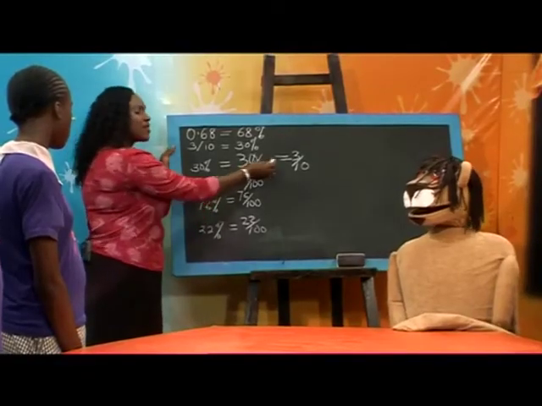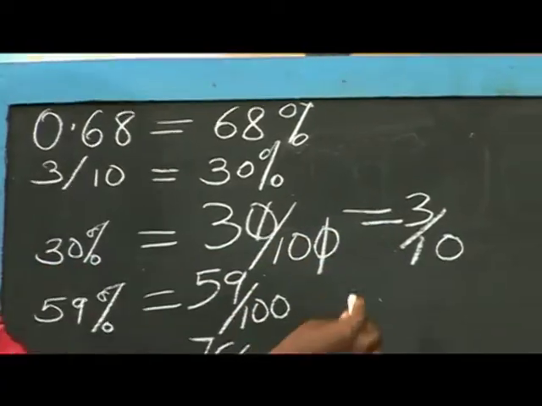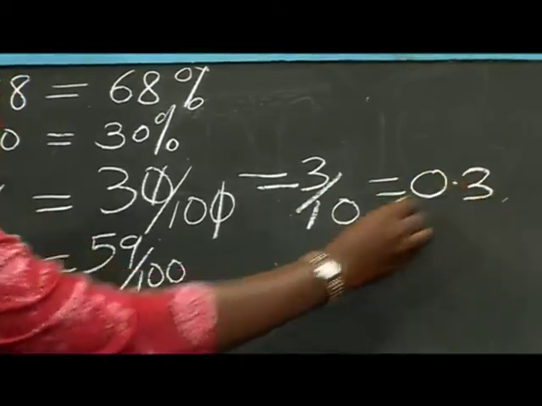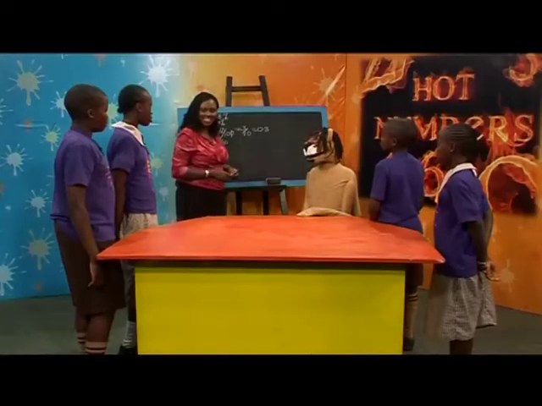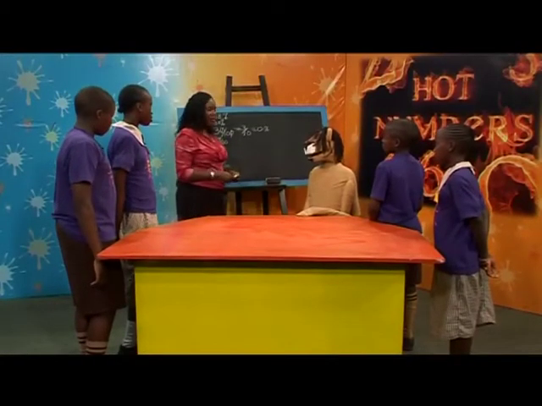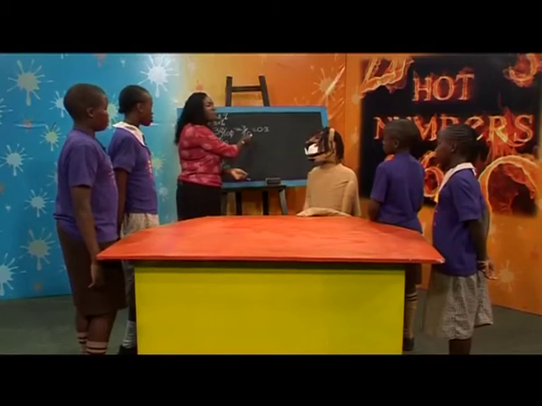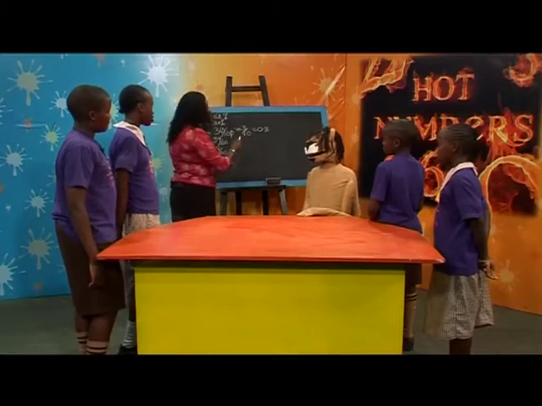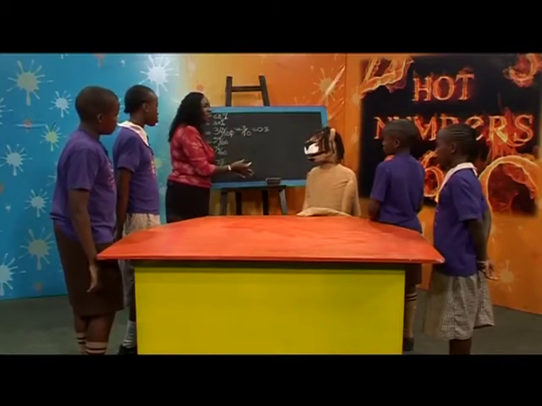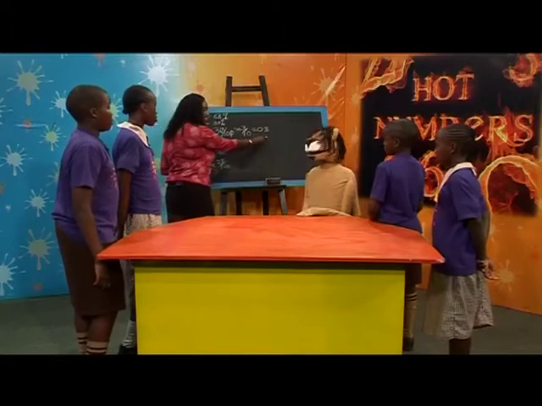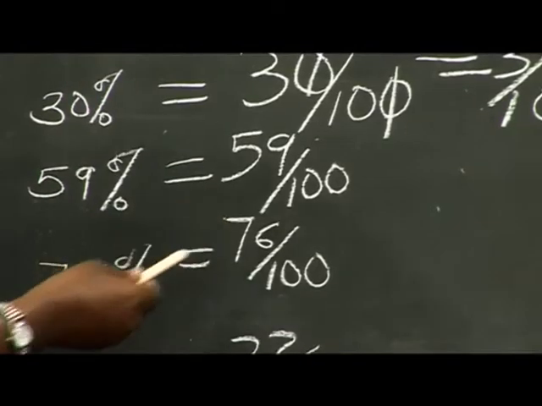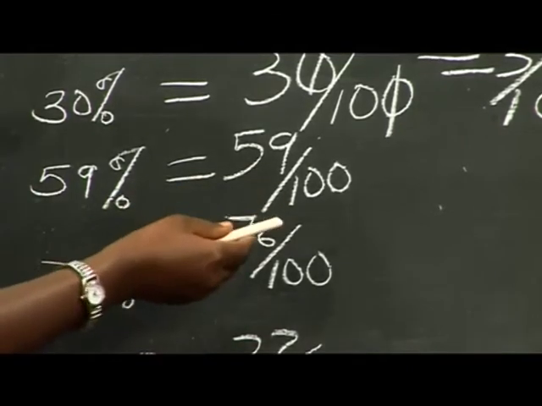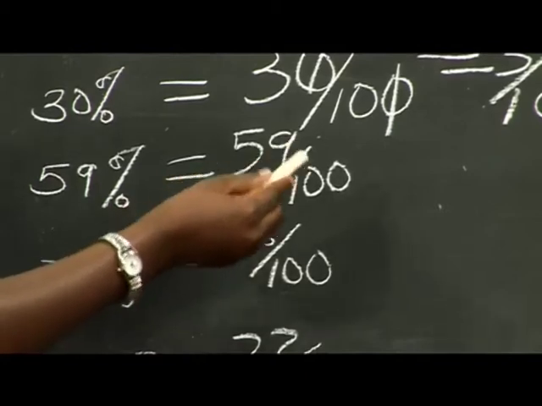Now, 3 divided by 10 gives us 0.3. We imagine that there is a decimal point to the right of 3. Because we are dividing by 10, we move the decimal point 1 place to the left. So that gives us 30%. Now, in decimal form, 30% is 0.3. Okay, so with our next example, remember that our denominator is 100. So our decimal place is going to move 2 places to the left.